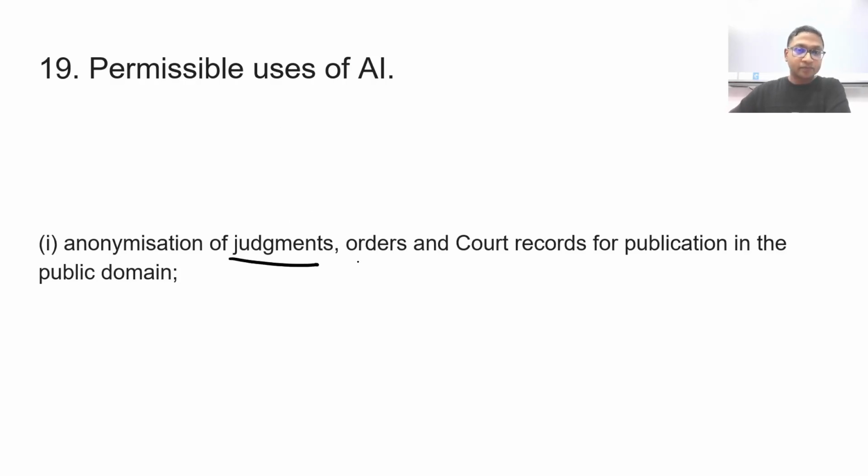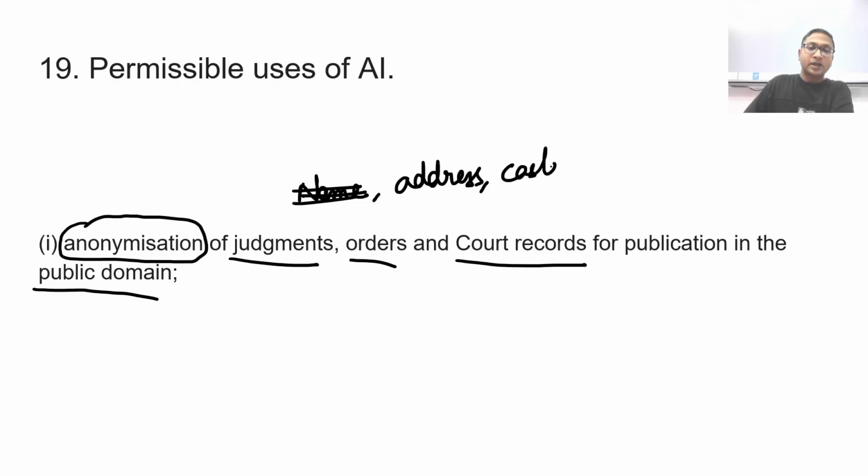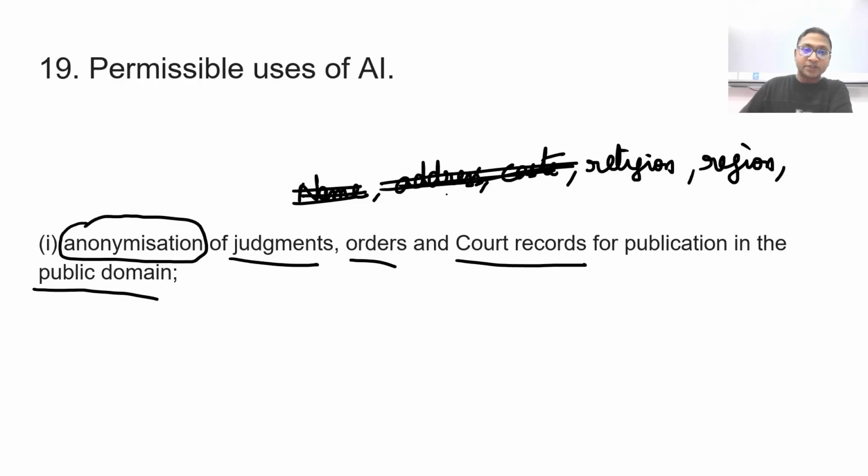Anonymization of judgments, orders, and court records for publication in the public domain. Anonymization means, if there is a name, then that name may be removed. If there is an address, caste, and so on, if there are requirements, then such things may be removed. Religion, region, gender.